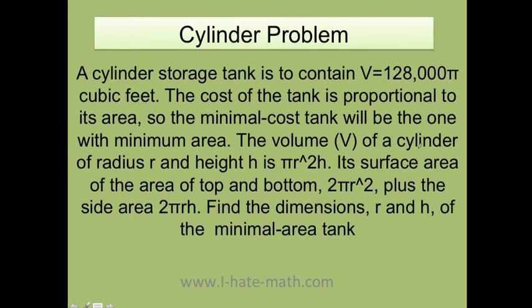The volume of a cylinder of radius r and height h is pi r squared times the height. Its surface area is 2 pi r squared plus 2 pi r times h. Find the dimensions of the radius and the height to figure out what is the minimal area of the tank. So let's do it.